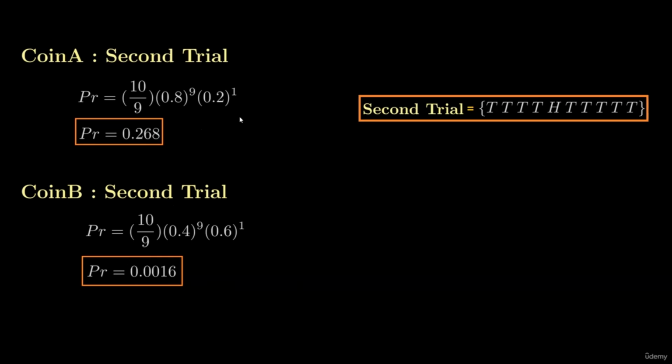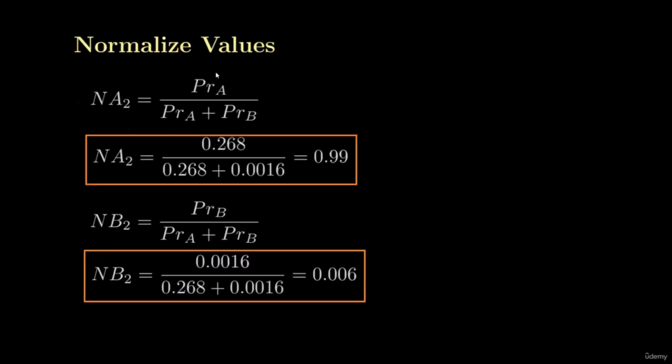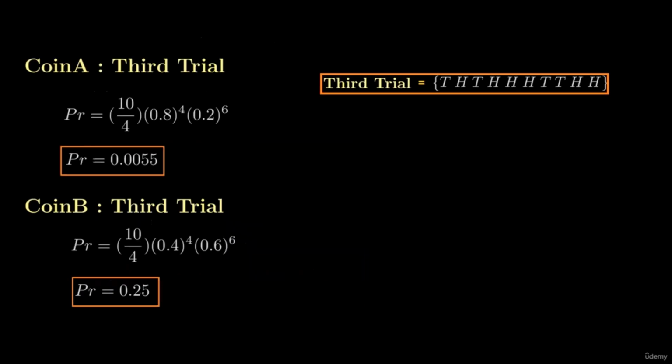So we keep on repeating this. Now it's time to normalize. When we normalize in the same way which we did for trial 1, we get the value 0.99 for the second trial of coin A. This 2 indicates the trial and this A is the coin. Similarly, this 2 indicates the trial and this B is the coin, and N stands for the normalized value. So we get the normalized values of coin A and coin B for the second trial. Now we will repeat this for trial 3 and trial 4 as well.